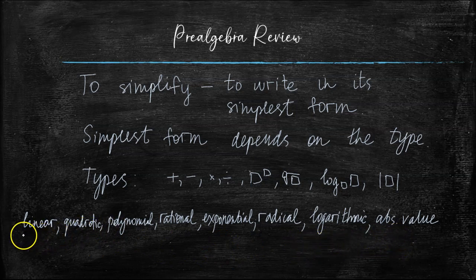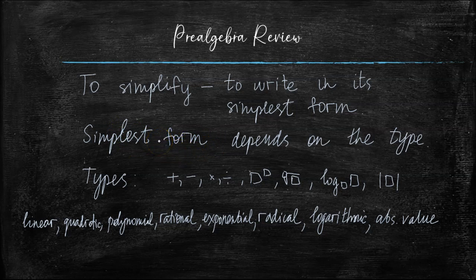So once again, we have linear, quadratic, polynomial, rational, exponential, radical, logarithmic, and absolute value expressions, functions, and guess what? In algebra, we're going to use exactly the same names to label the equations. Now, depending on the type of the equation, we're going to define what it means to write that in simplest form.